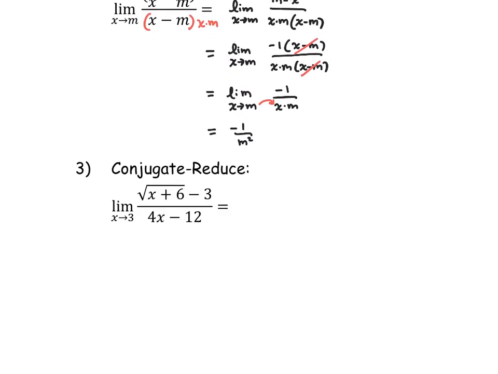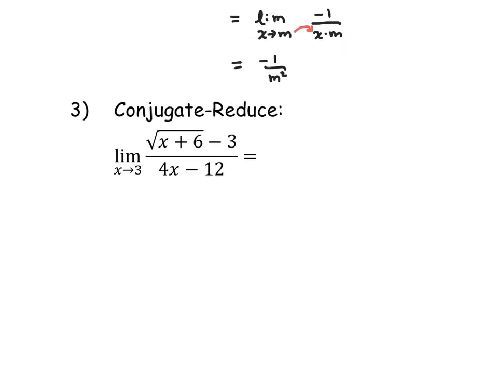Okay, the third method here is called conjugate and reduce. Okay, so the conjugate will happen anywhere that you see a radical. Okay, so typically you'll see a binomial. So in this case, we have the radical x plus 6 minus 3. So in order to work with this, clearly I'd get 0 over 0. So the square root of 9 minus 3 would be 0. And 4 times 3, which is 12, minus 12 would also be 0.